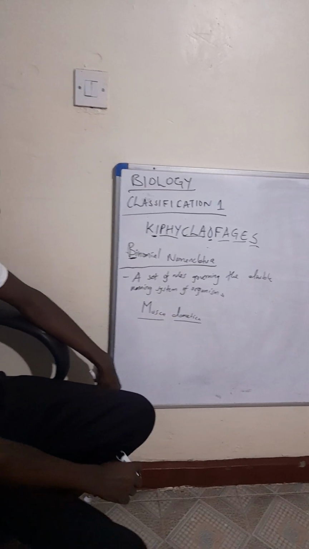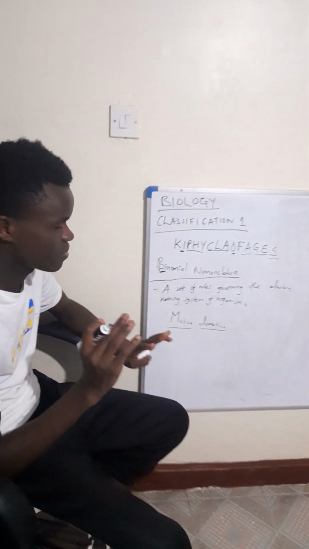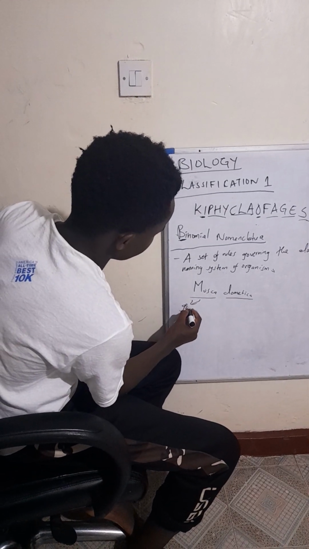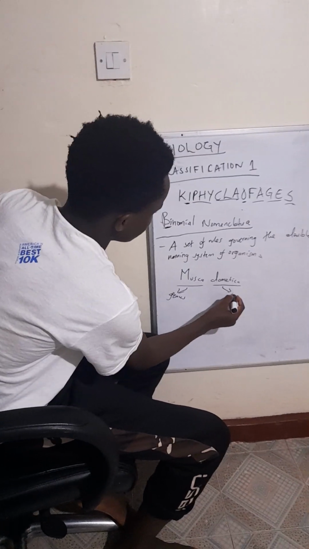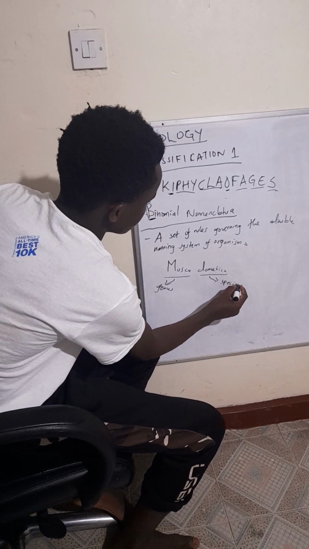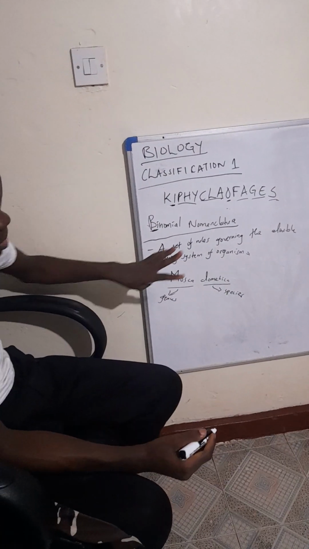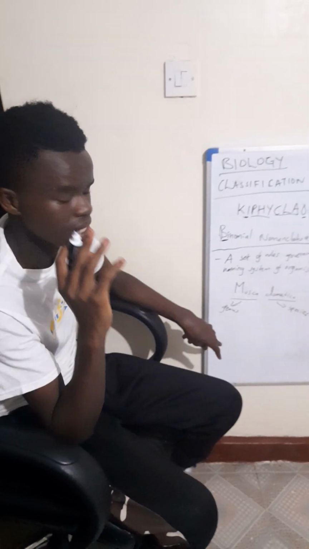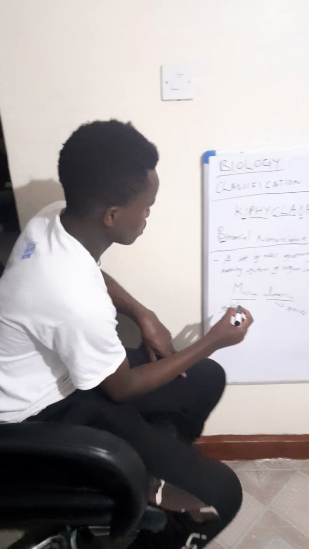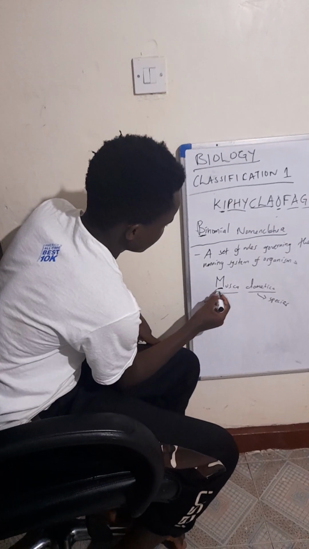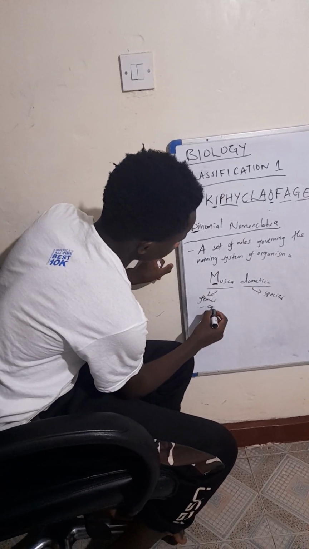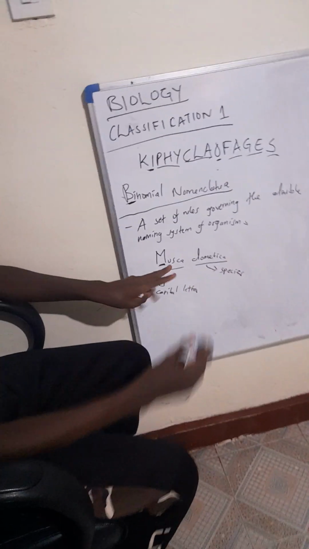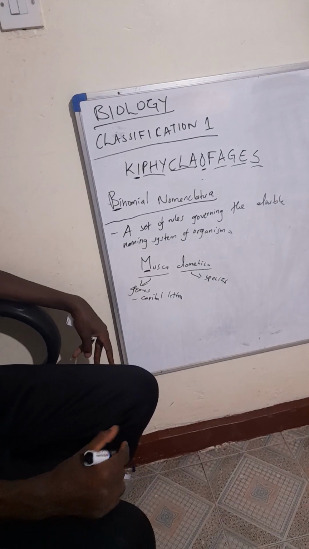Now, what are the set of rules? When writing these names, you have to be very keen. The first name is a genus name. The second name is a species name. Whenever you are writing the name, the first name, which is the generic name, must start with a capital letter. That's one of the rules.